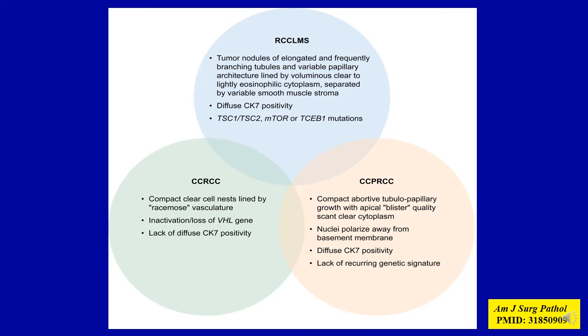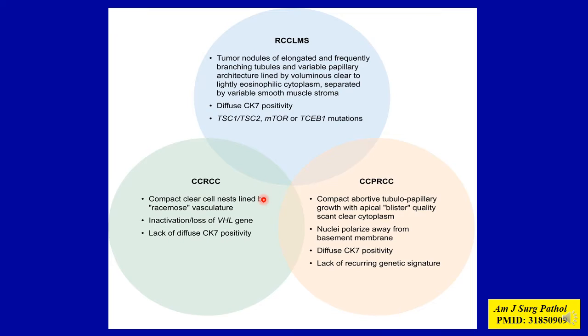This slide is from our paper, which shows these three entities with variable clear cells, variable smooth muscle stroma, and variable papillary component. So how do you distinguish them? This Venn diagram shows you the overlap as well as some of the differentiating features. Both renal cell carcinoma with leiomyomatous stroma and clear cell papillary RCC are going to be characterized by diffuse CK7 positivity, while CK7 is usually not diffuse within clear cell papillary RCC. And then there are some important genetic differences as well.